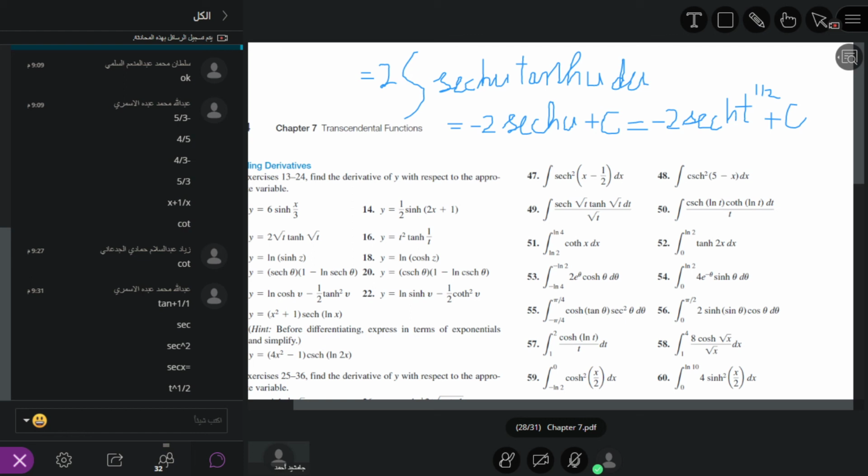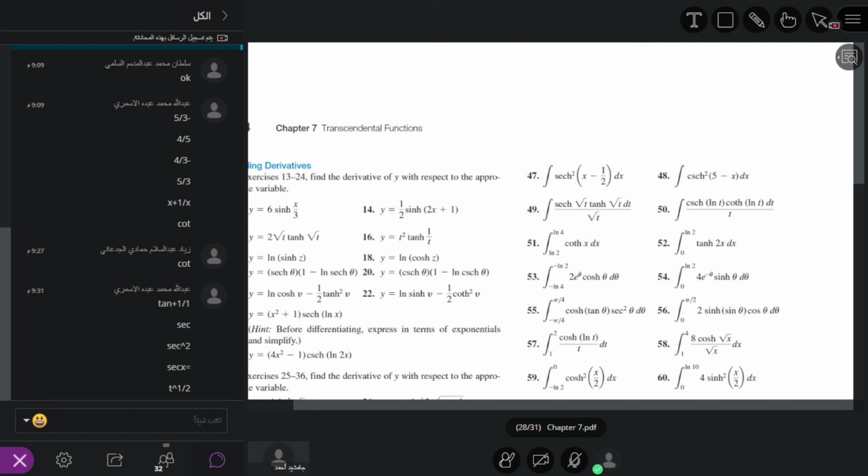So here minus 2 sec hyperbolic t power 1 by 2 plus constant. After that we have to solve question number 55. Question number 55. So here you can see it is the definite integral.